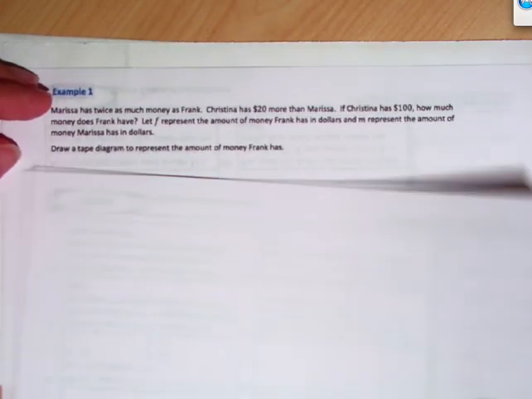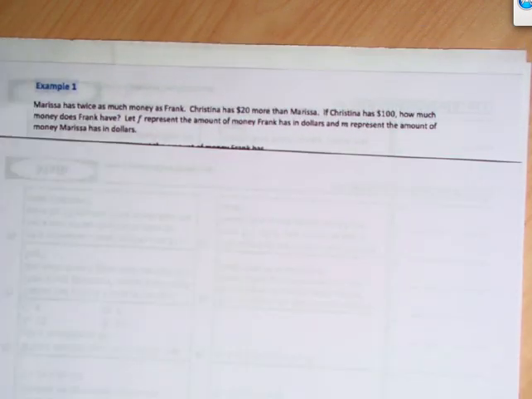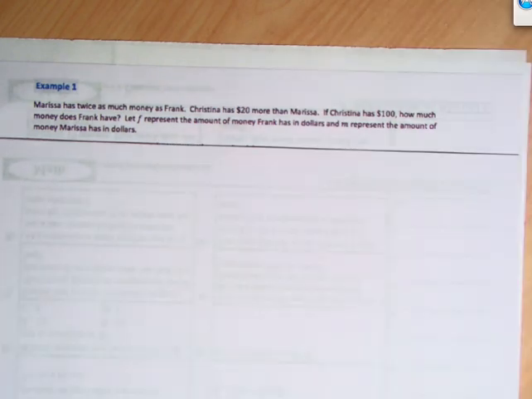I'm going to switch this around real fast. Okay, Marissa has twice as much money as Frank. Okay, that's important to know. Christina has $20 more than Marissa. Okay, that's also important to know. If Christina has $100, how much money does Frank have?